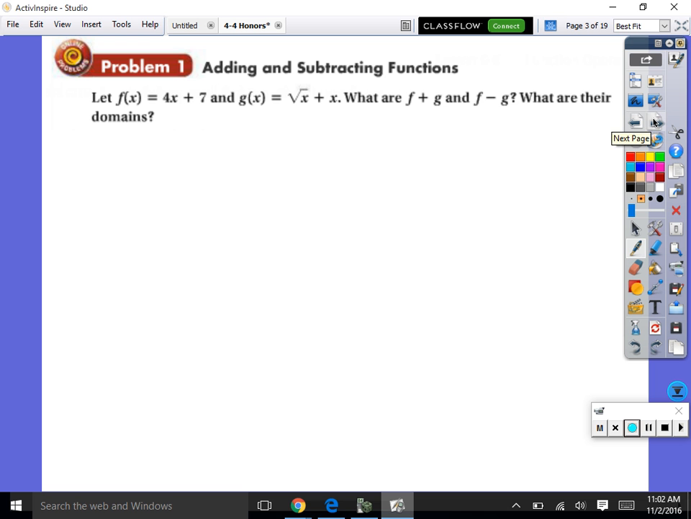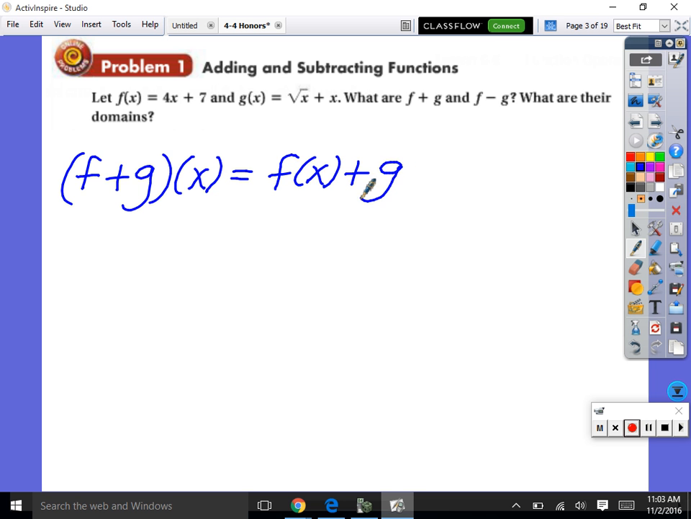So here we go. Just look at these examples with me. You don't need to write them down if you don't want. Really, you don't. So we have f of x is 4x plus 7. g of x is the square root of x plus x. It's asking us what's f plus g, what's f minus g, and what are their domains. So we're really looking for f plus g of x, which we know is literally taking f of x plus g of x. So f of x is 4x plus 7, and we're adding g of x, which is the square root of x plus x, correct?